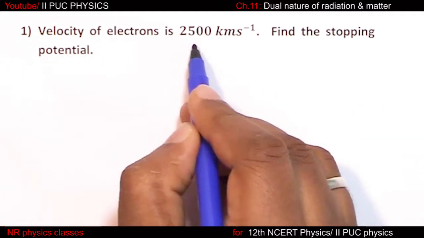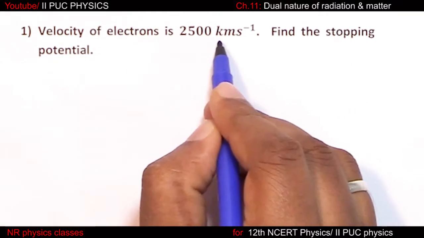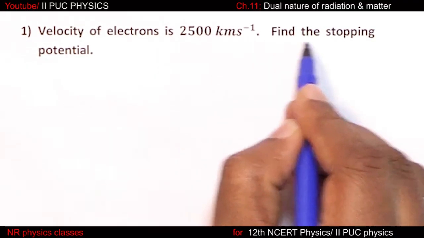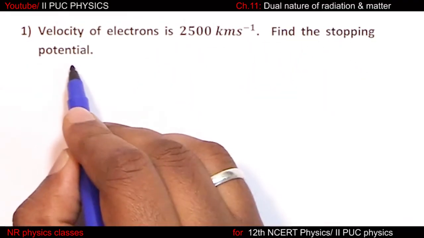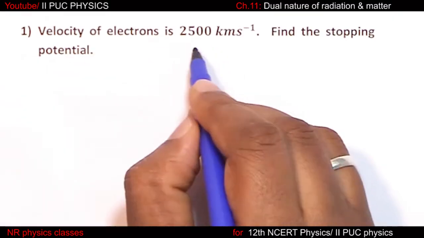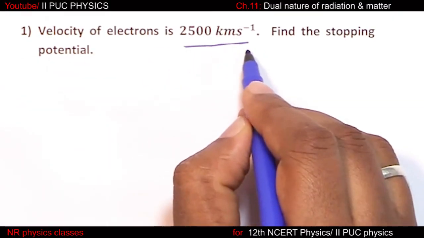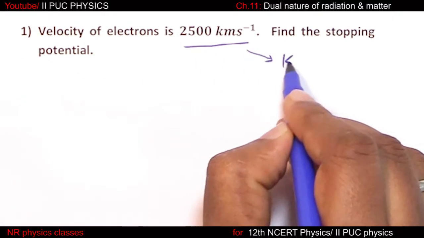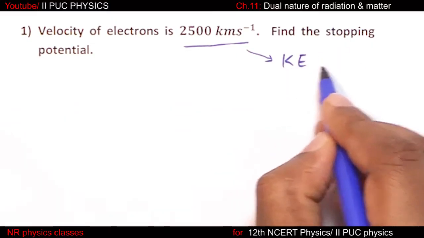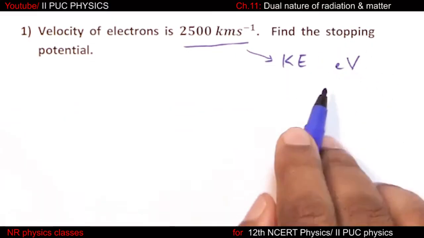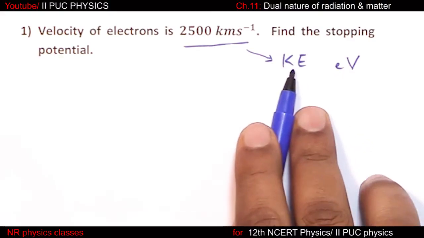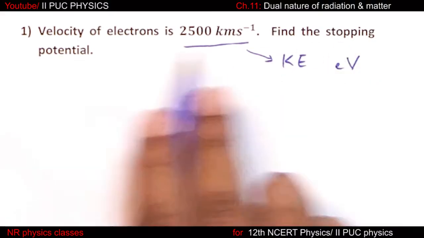Velocity of electrons is 2500 km per second. Find the stopping potential. So from velocity we have to find kinetic energy, and that kinetic energy should be in eV. So after finding kinetic energy in eV, we can find stopping potential.